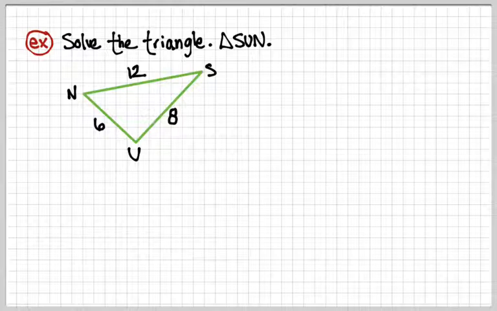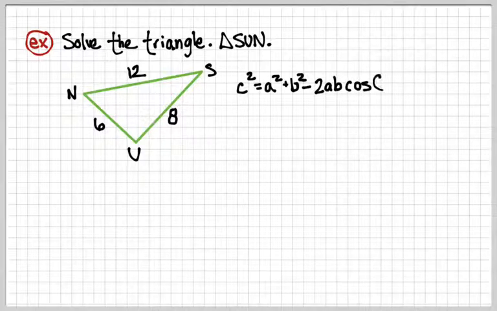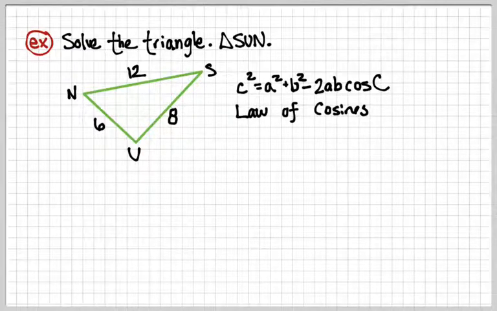So we're left to using the law of cosines, which is c squared. Write it in again. c squared equals a squared plus b squared minus 2ab cosine of c. So we'll begin by using the law of cosines. Now we can solve for any angle at the beginning. Let's just start with angle U. So we'll begin solving for angle U.